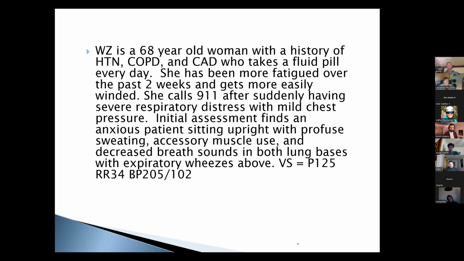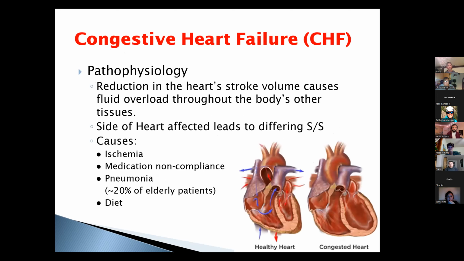Congestive heart failure. Yeah, that's a pretty good guess. Why'd you say that? I think the wheezing or decreased breath sounds in both lungs, the history of the fluid in her lungs, or the fluid pills needed. I'd say probably be what I would think. Yeah, that's a pretty good guess. Anybody else have another differential diagnosis? Congestive heart failure.